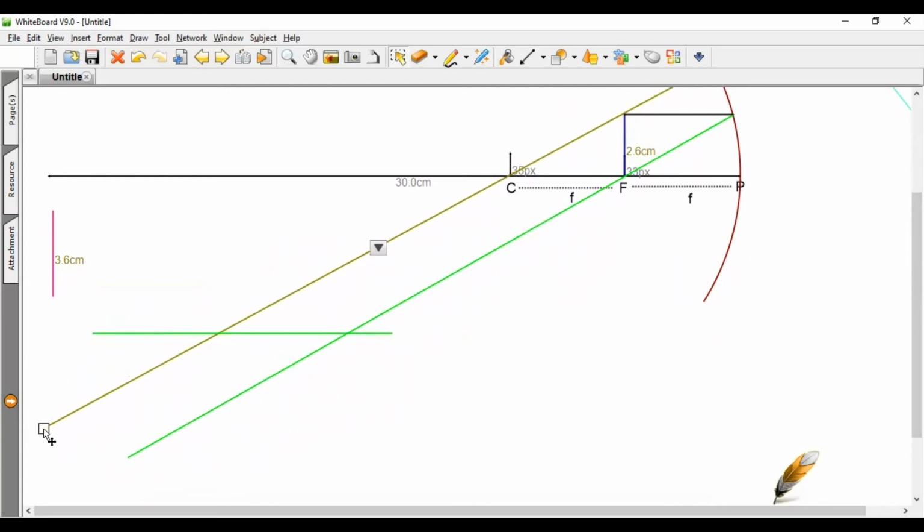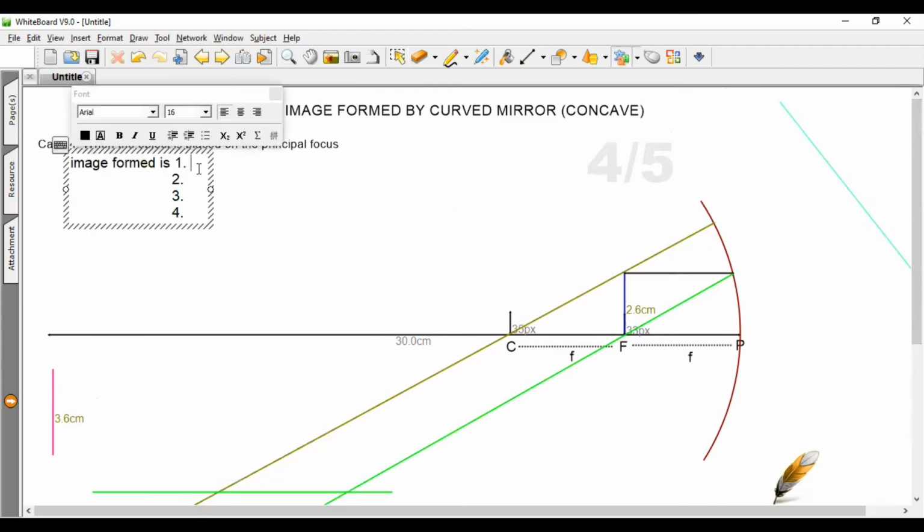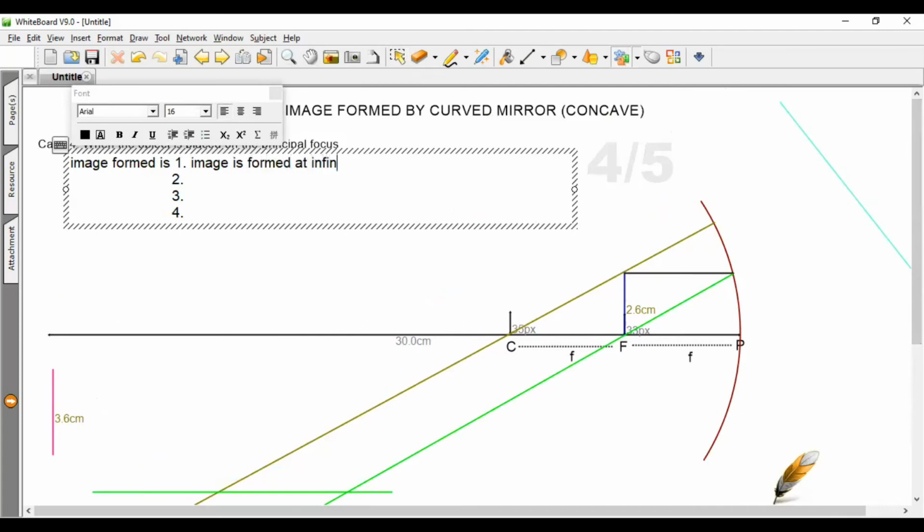But with what I'm seeing here, this image will not form. So in this case, since the image is not forming, we just come over here and tell them that the image is formed at infinity. Image is formed at infinity because we cannot see it on the screen. The image is not appearing on the screen, so the image is formed at infinity.